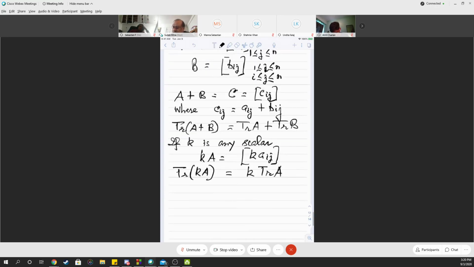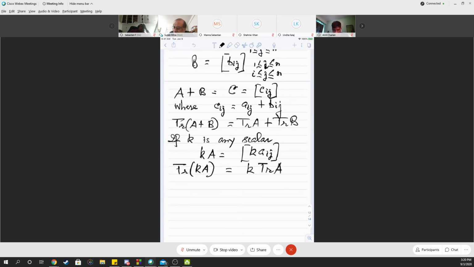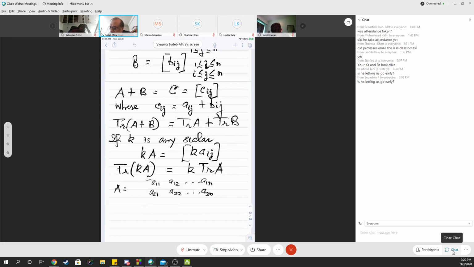So, finally, suppose A is an n by n square matrix, and that is A11, A12, dot, dot, dot, A1n, A21, A22, dot, dot, dot, A2n, dot, dot, dot, AN1, AN2, dot, dot, dot, ANN.